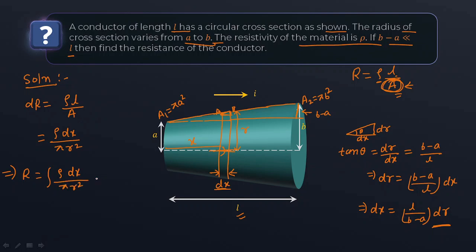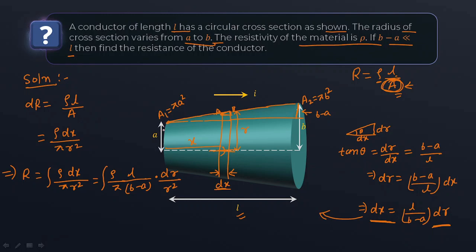Now we cannot do this integration as it is, so what we can do is replace dx by this value, right? So we have rho by pi, L by B minus A, into dr by r square. Yes or no? And r is from where to where?